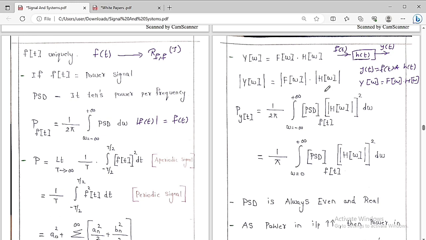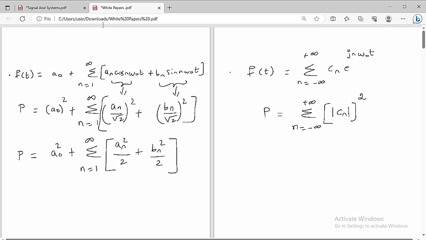What I am trying to tell you here is very simple. Let me write here what the actual expression is, since I have not written that part, so that you can easily understand. What is the power? Power is equal to, as it is a periodic signal, I am going to assume the time period is 2 pi. So 1 by T, where T is equal to 2 pi, integration over the time period.